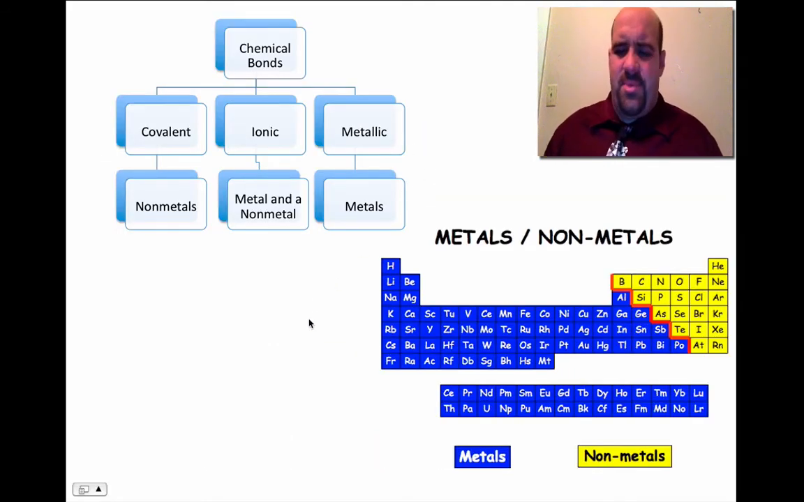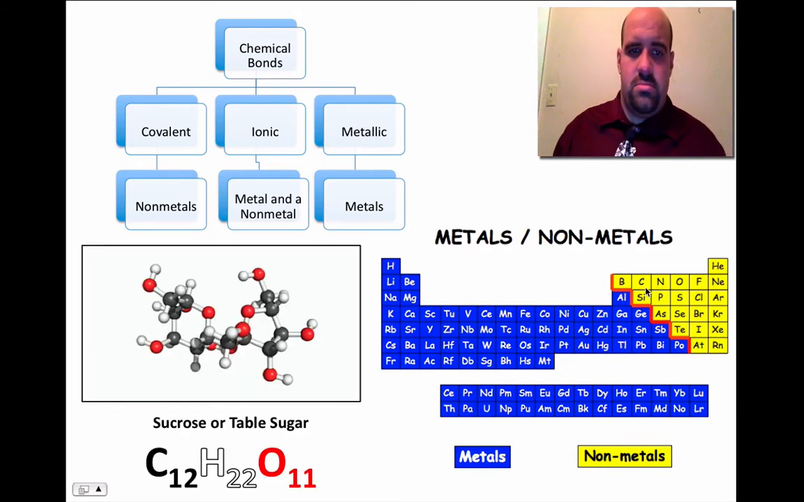So let's look at some examples. And we see that covalent bonds are between non-metals. Two elements in yellow. If they bonded together, it would probably be a covalent bond. An ionic bond is between a metal, one of these elements in blue, and a non-metal in yellow. So this is the ball and stick model for sucrose or table sugar. If you have 12 carbon atoms bonded with 22 hydrogen atoms and 11 oxygen atoms, you would have one molecule of sugar. What type of bond is this going to be?